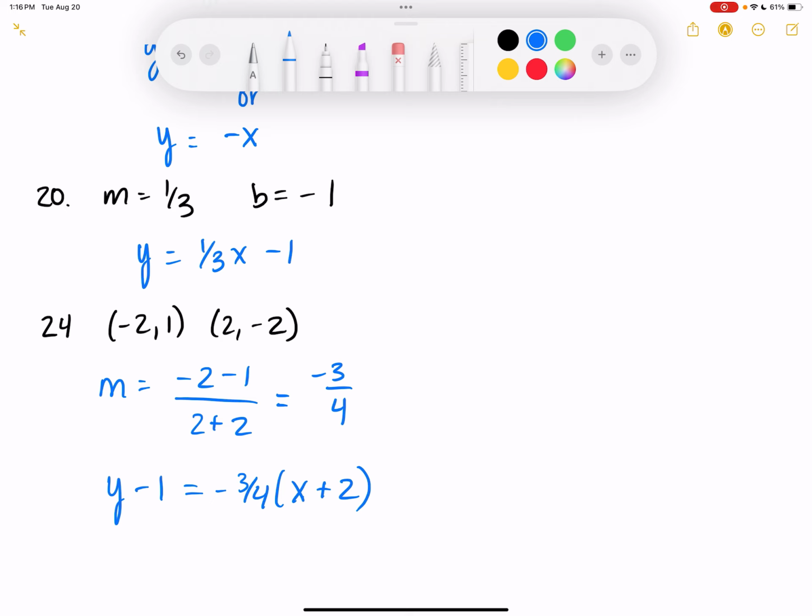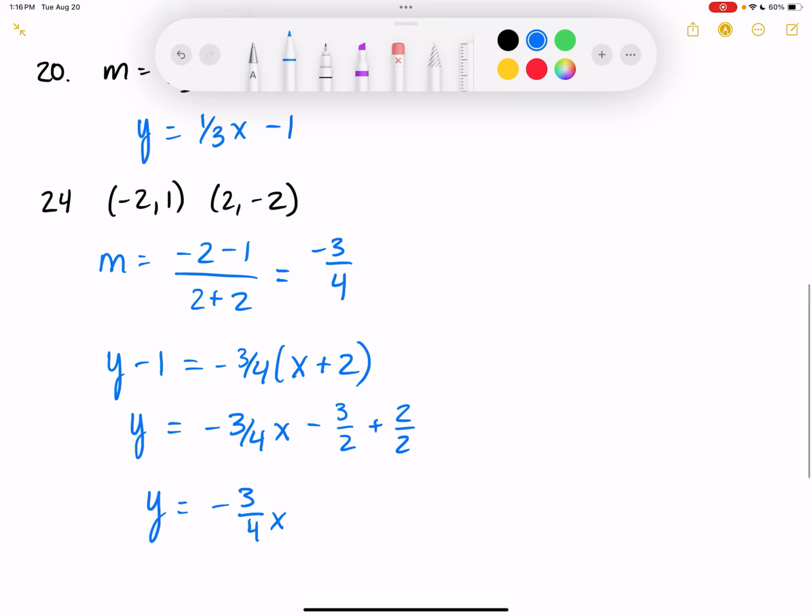You can multiply things and combine them however you want. This one's not going to be very pretty, so y equals -3/4 x minus, that's going to be 3/2. When I add the 1 over, I'm going to make that plus 2 over 2 so that I can just combine it. And then y equals -3/4 x minus 1/2.